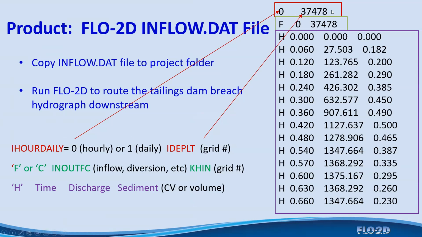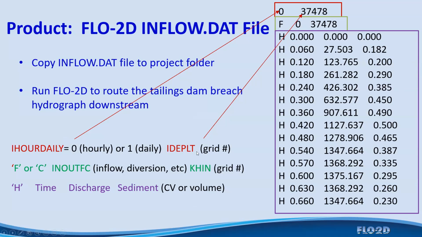So after you create this inflow.dat file from the Tailings Dam tool, if you open it, you will see a first line that has 2 variables, okay? The first variable is the hour daily switch. You don't need to learn these variables and memorize anything because this is created for you, but I just want you to understand what we are doing here. So this first value is 0 if the data is in hours or 1 if the data is in days. In our case, the data is in hours and you will see that in a minute.